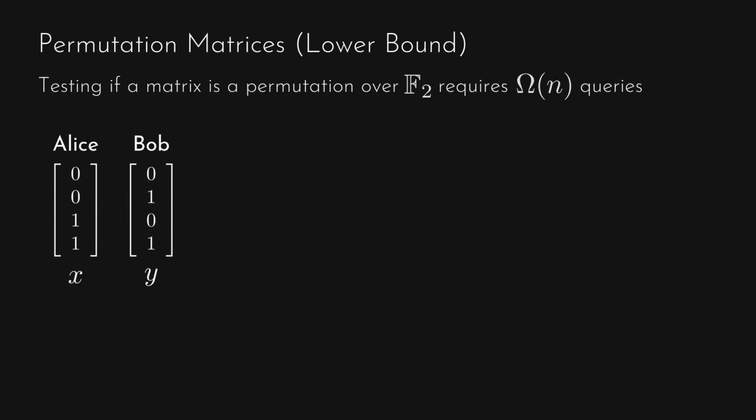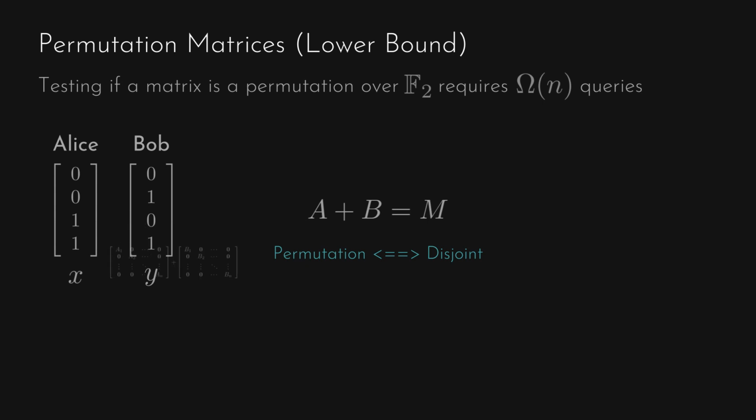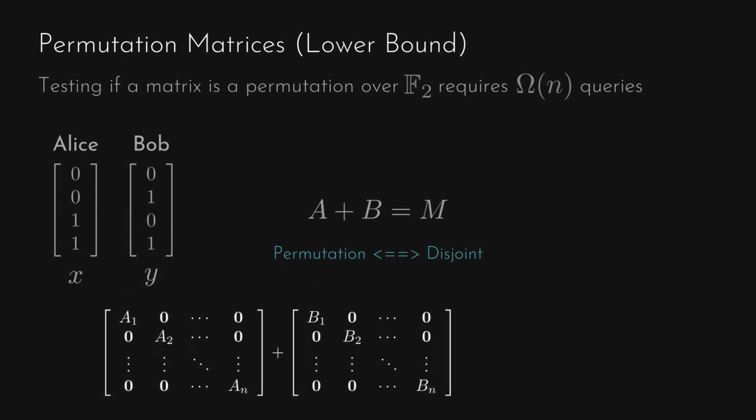Let me explain the reduction. Alice and Bob are both going to build matrices based on their bit strings, and the sum of these matrices will be a permutation if and only if the strings are disjoint. We will use a little gadget to map each bit in the string to a little 3x3 matrix. And then Alice and Bob do this for all the bits in their strings.